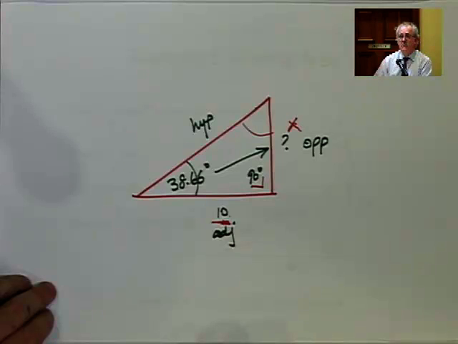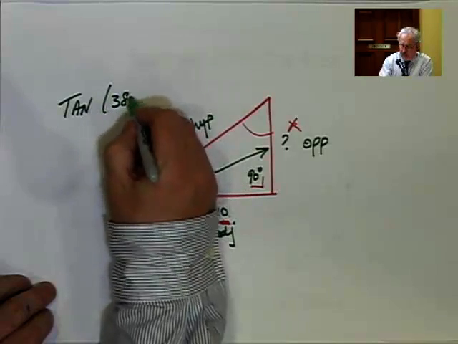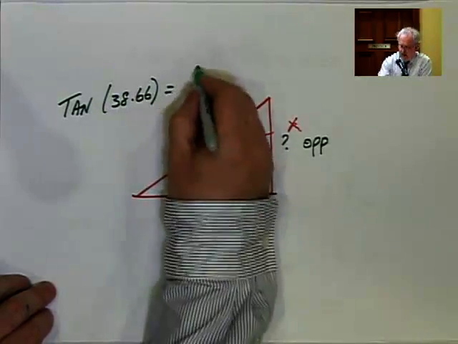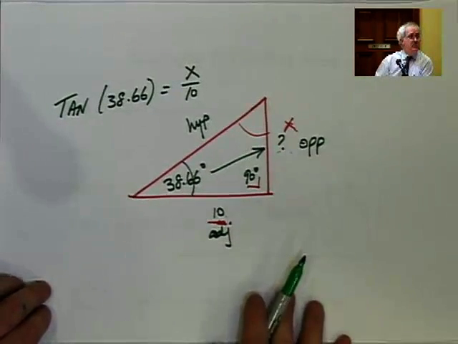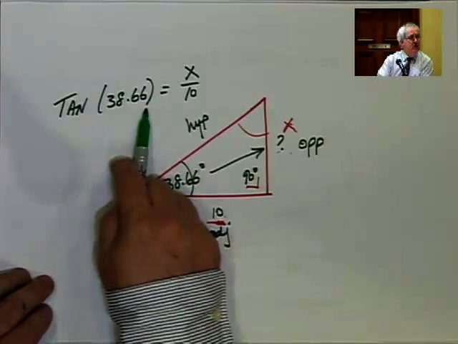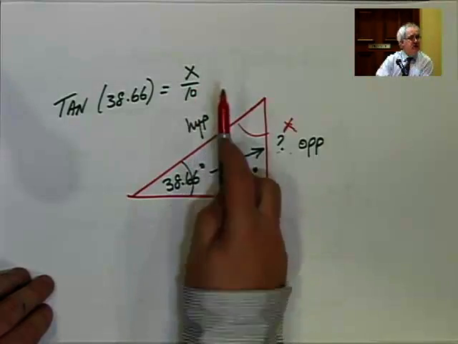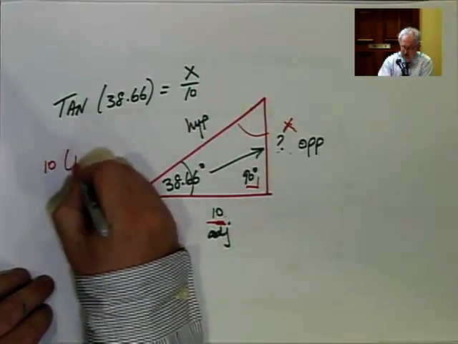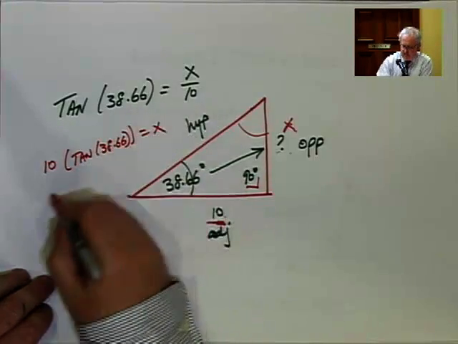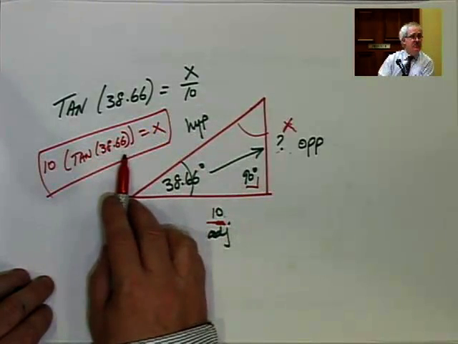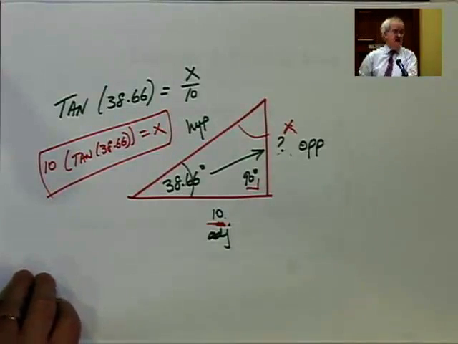Tan. So tan of 38.66 is equal to x over 10, isn't it? Yeah? Is that a number? That's dividing by 10. How do you stop something when it's dividing by 10? Multiply. So you get 10 times tan 38.66 is x. Is that a calculator job? We found x. Is that okay? That's another way of doing it.